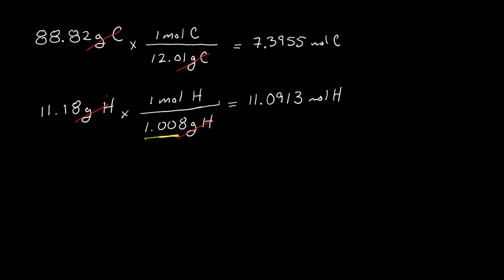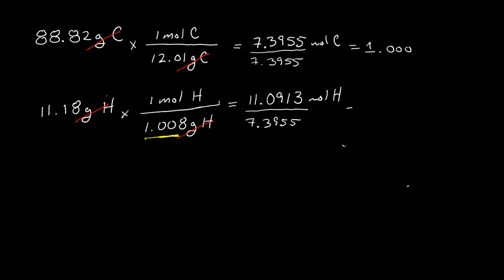All right, so now we're in the same spot we were in before. We have a molar ratio, right? The molar ratio is 7.39 to 11.09, but that's not an integer ratio. So to get this to the lowest integer ratio, divide both of these numbers by the smallest number. The smallest number, of course, is 7.3955. And when we do that for the carbon, this is going to give us exactly 1, because you're taking a number divided by itself.